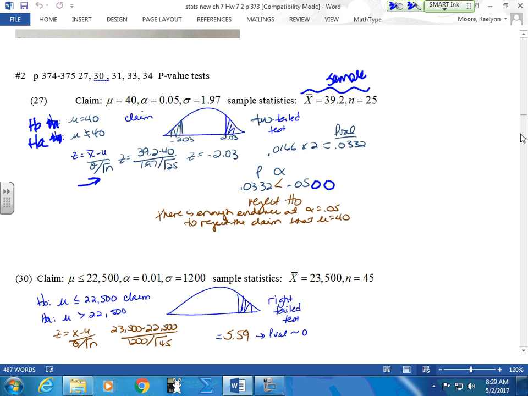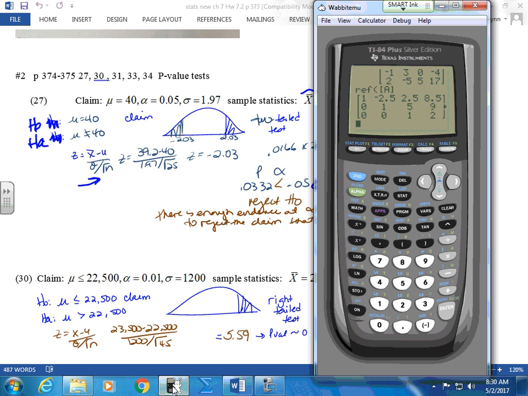Yeah, Dan? I got the answer, but my p-value was 0.0423. Your p-value was 0.0423? Yeah. You used your calc? Yeah. Okay, let's put it in your calc. Your calc is a little different. It shouldn't be that different.